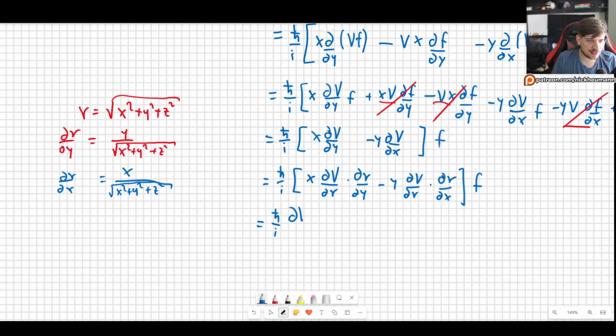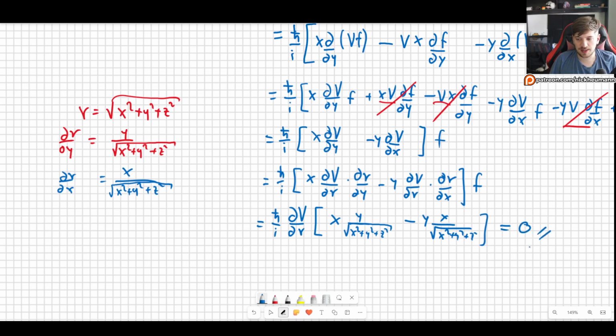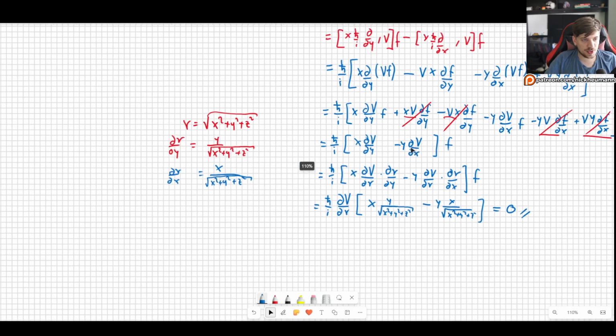This is going to be dv dr, and we are left with x, and then this quantity right here, which we calculated, that is simply y over the square root of x squared plus y squared plus z squared minus y times x divided by the square root of x squared plus y squared plus z squared. And all this is equal to 0, right? We have the exact same thing. So there we go. This commutator is 0.